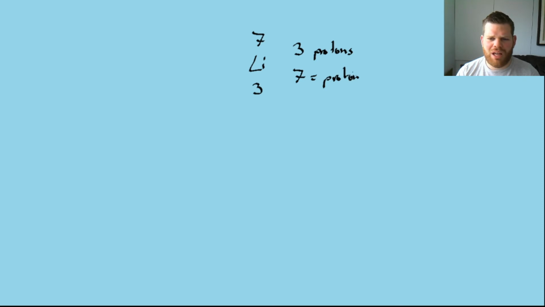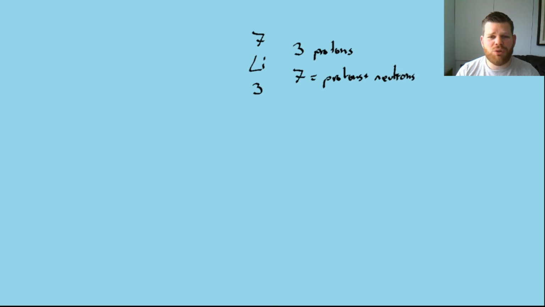Let's look at a different example. Let's look at lithium. Lithium has a mass number of 7 and an atomic number of 3. What does this tell us about this atom? What we just talked about is that this is our atomic number, so it tells us how many protons there are. So there are 3 protons. The mass number also tells us how many protons and neutrons there are in total. So 7 equals our protons plus our neutrons.